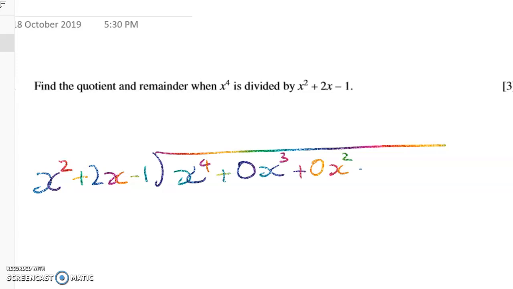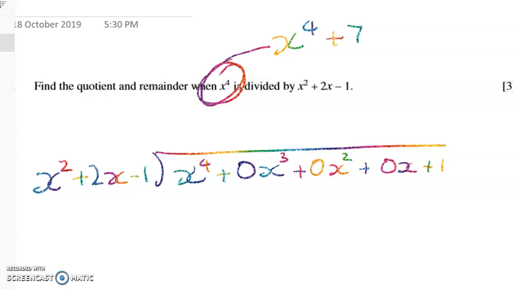We don't have to in this case, but it's really a good habit to get into, because if we were dealing with, instead of x to the power of 4, something like x to the power of 4 plus 7, we'd want to make sure that we'd left gaps for the missing 3 columns. So in this case, all we've got to do is the following.